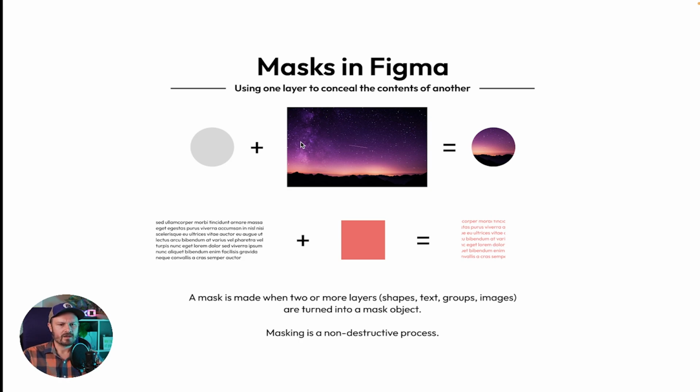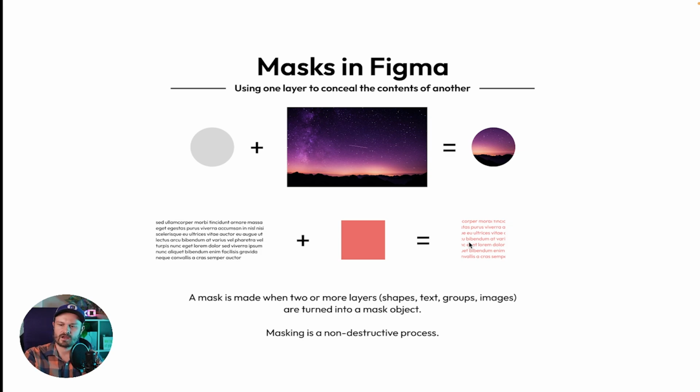And so, as we see here, we have this ellipse shape, and we have a photo that I grabbed from Unsplash, and then creating a mask object with these two layers, I created this layer over here. And then at the bottom, a bit of a similar story. I have a text layer, a type layer, and then a different shape. I have a rectangle here, and making a mask object out of the two of these results in this bit of text here on the right.